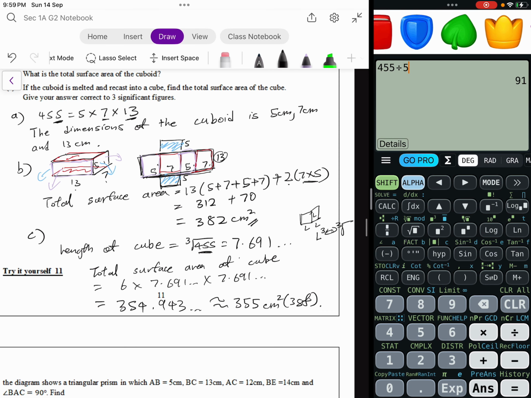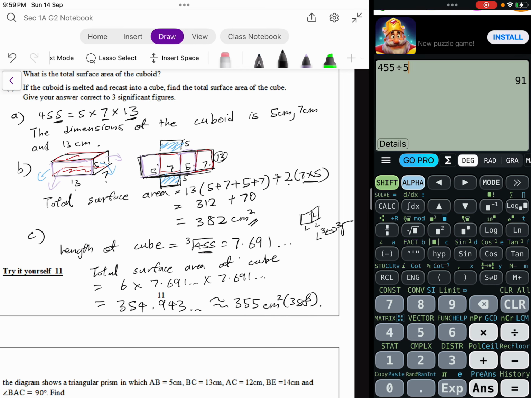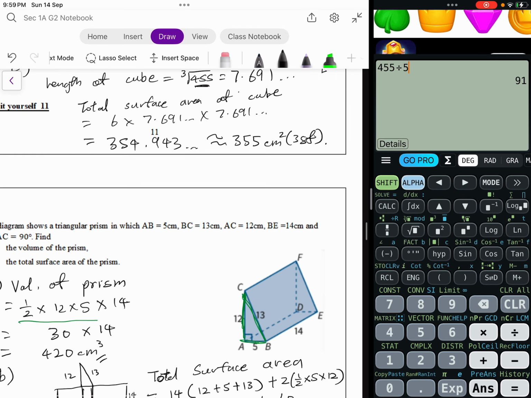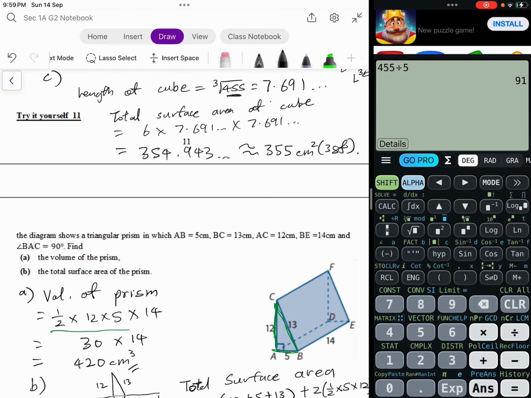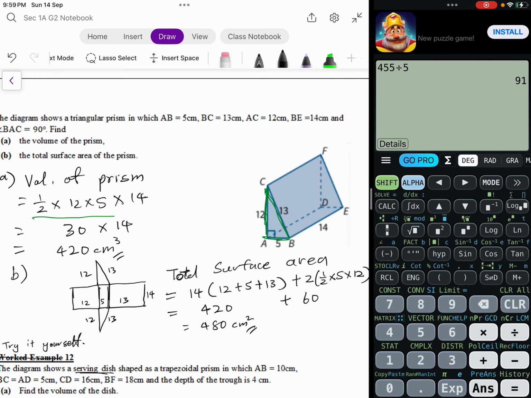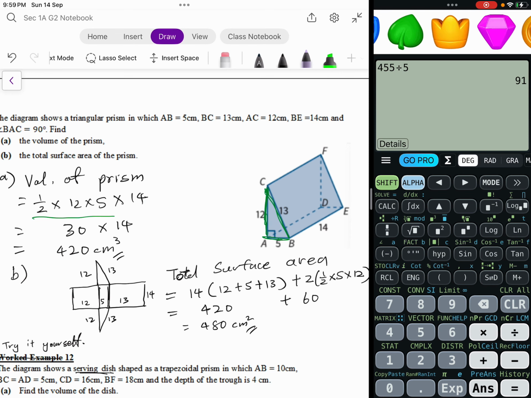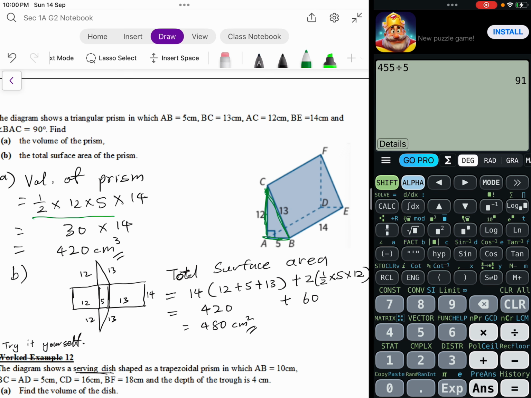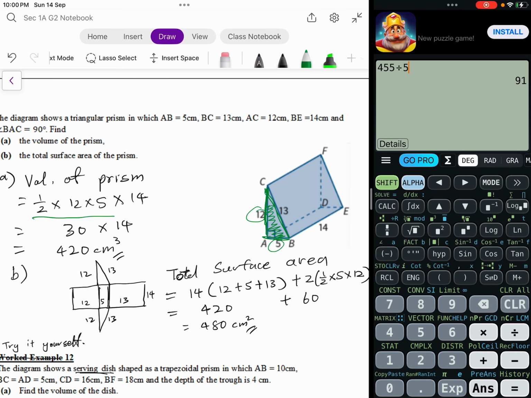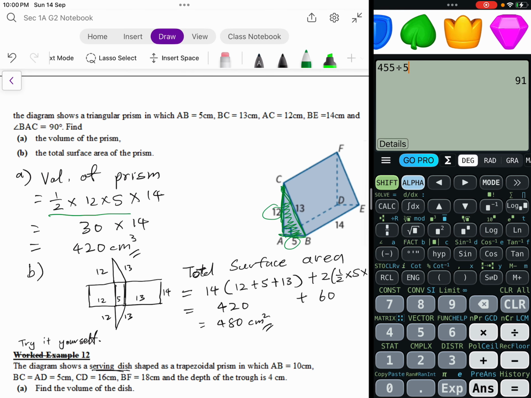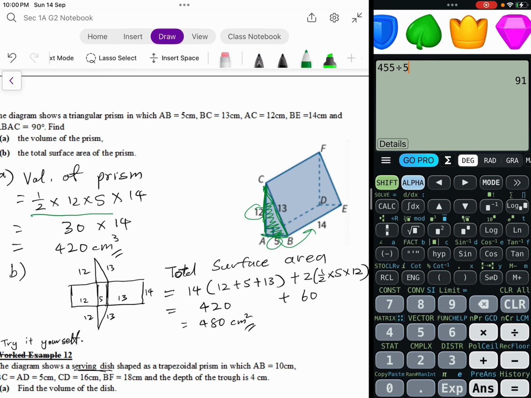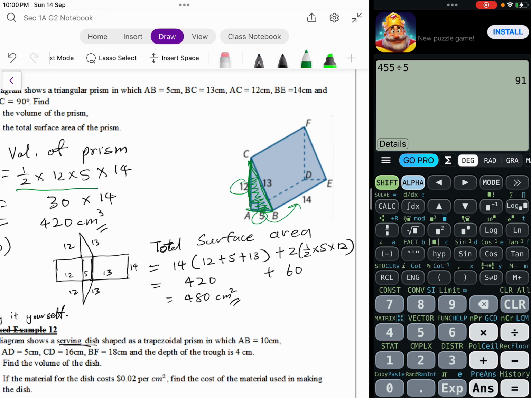Okay, this question is very similar to the worked example, so hopefully this will just reinforce what you learned in class, provided you study. Okay, next one, try yourself 11. Okay, volume of prism. By this time, I hope you already don't need much explanation. Find the area of this triangle here. Half times base times height, which is 5 and 12. Then you times the length, 14. You get 420.